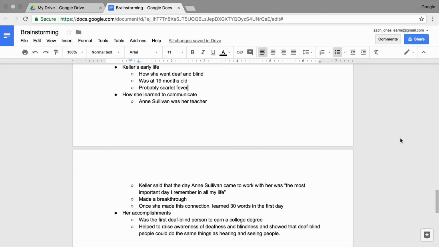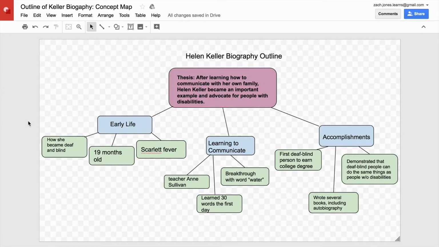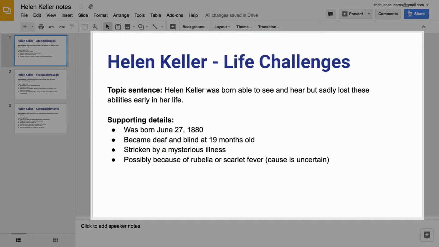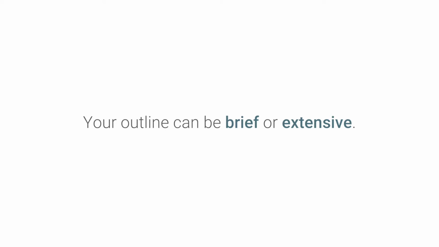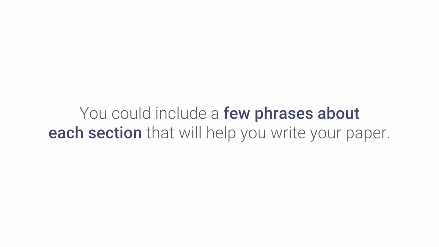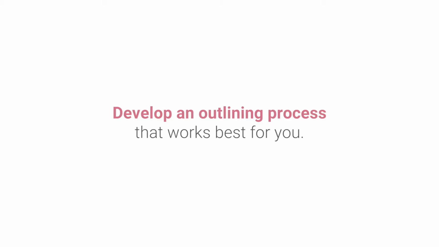This example uses a bulleted list, but you may find other ways to organize your outline. You could create a concept map in Google Drawings. Or you could create your outline in Google Slides. Your outline can be brief or extensive. You could include a few phrases about each section that will help you write your paper, or you might outline all of your topic sentences and supporting points, complete with details from your notes or research. Develop an outlining process that works best for you.